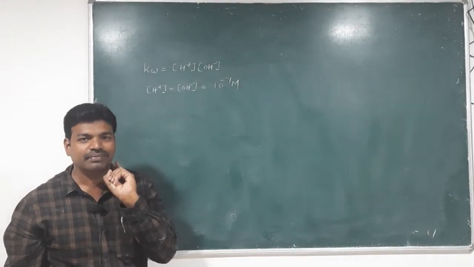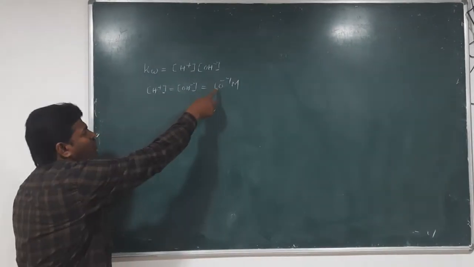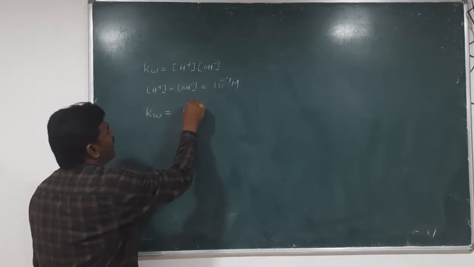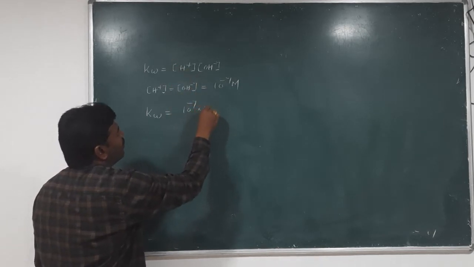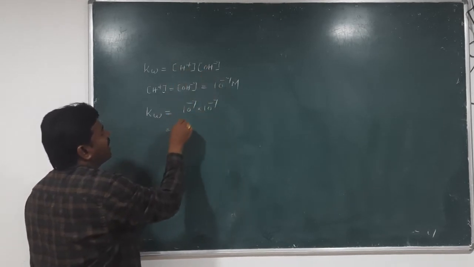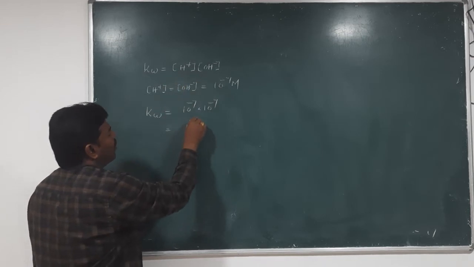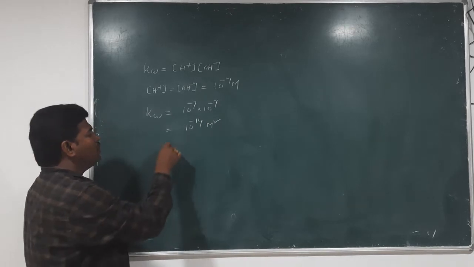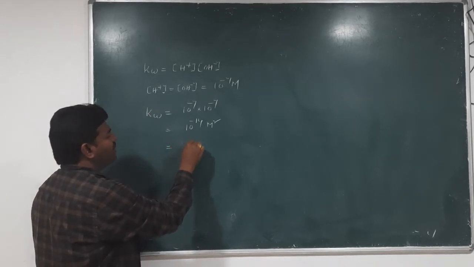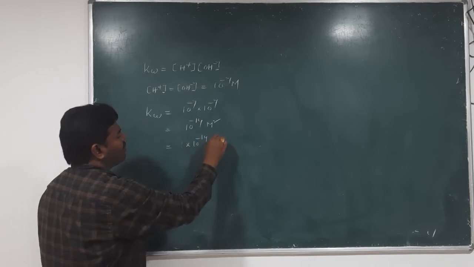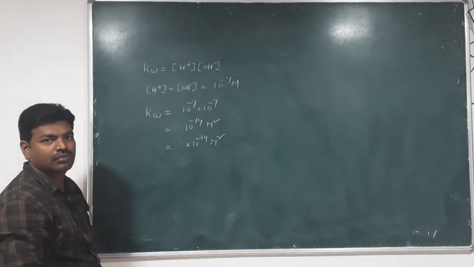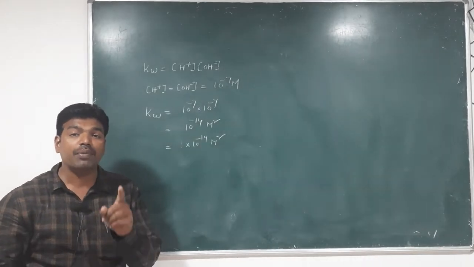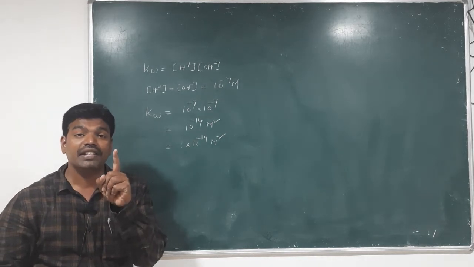And if you substitute this value in this equation, Kw is equal to 10 to the power of minus 7 for H plus ions and 10 to the power of minus 7 for OH minus ions, which comes out to be 10 to the power of minus 14 M squared. So usually it can be written as 1 into 10 to the power of minus 14 M squared, right? Moreover, we came to know that the ionic product of water is temperature dependent.